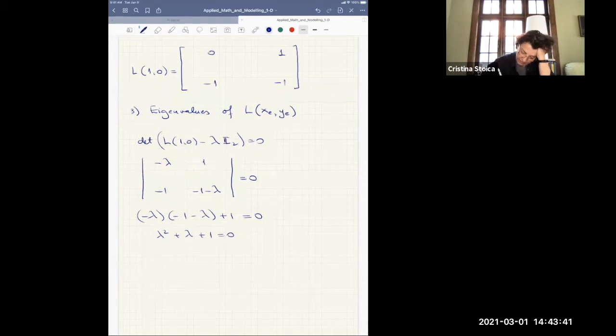So we end up with lambda 1, 2 being minus 1 plus or minus the root of 1 minus 4, over 2. So lambda 1, 2 is minus 1 plus or minus i root 3 over 2. Let's write it separately: minus a half plus or minus i root 3 over 2.